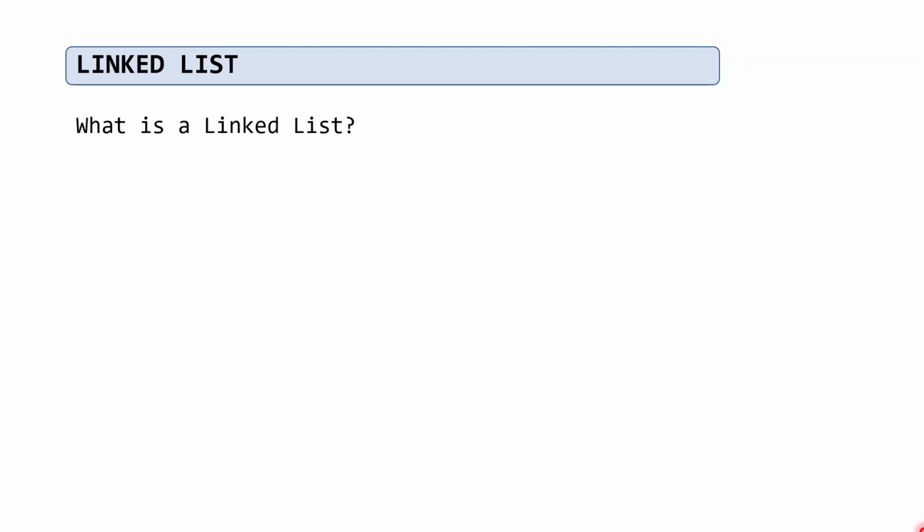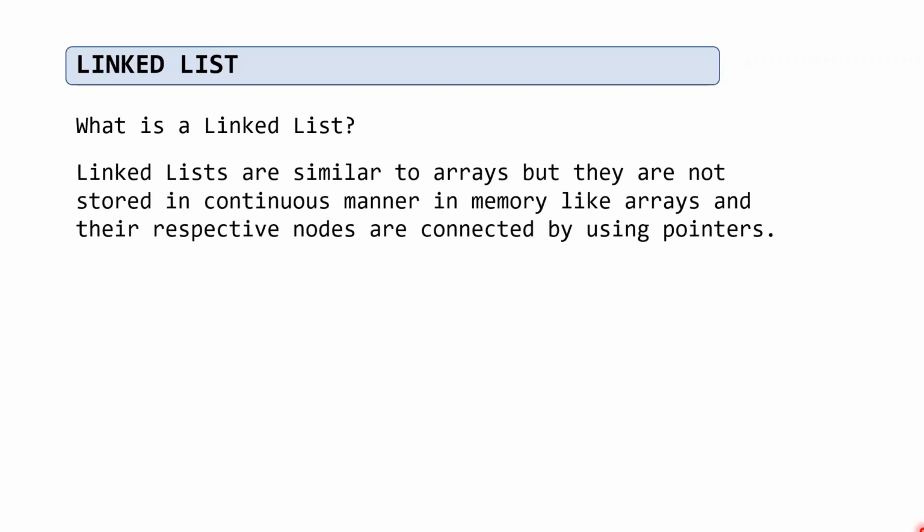Now let's understand what actually a linked list is. Linked lists are similar to arrays, but rather than storing in a contiguous manner in memory like arrays, these are stored in the form of nodes which are connected by using pointers. That is, the data in the linked list is stored as nodes in the memory, and the nodes are connected using pointers. And the node we are talking about here is like a chunk of data in the memory.